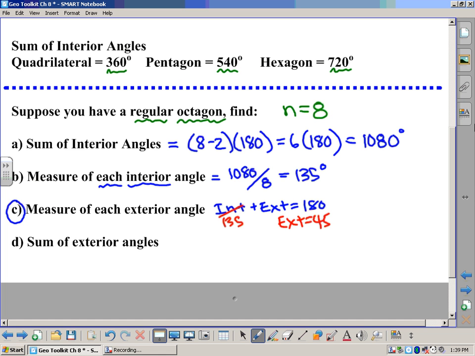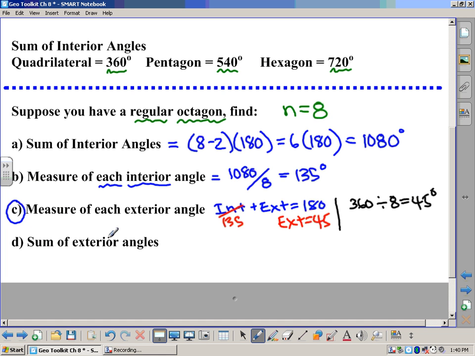Okay, the other way of doing the exact same problem and getting the exact same answer is this. The sum of the exterior angles is 360, and if you divide by the number of sides, which in this case is 8, 360 divided by 8, if you grab your calculator, you'll get 45 degrees. So there's 2 different ways of looking at this same problem and getting the exact same answer, either 45 degrees this way or 45 degrees this way.